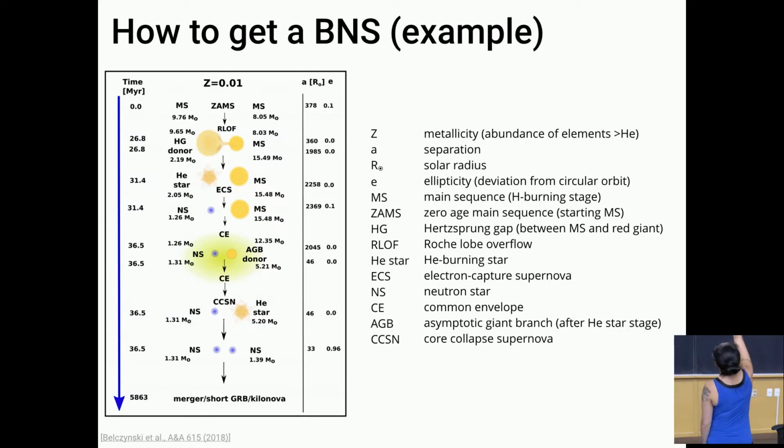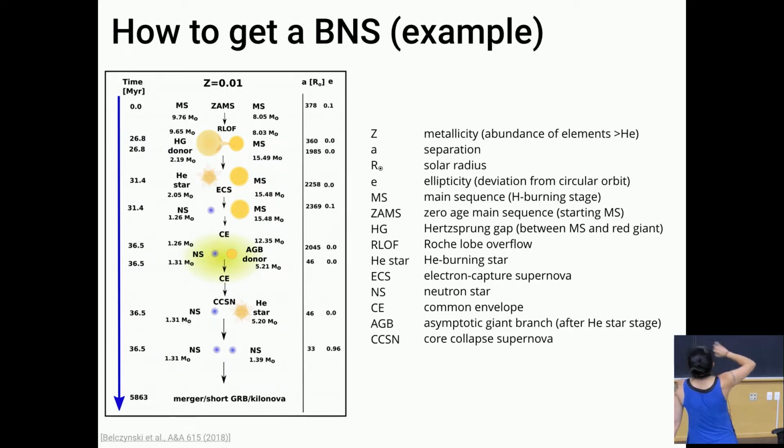So, all right, acronyms over here, letters. Z, metallicity. A, separation. R, the sun is just the solar radius. This is the way we normalize how far apart things are. E is the ellipticity, the deviation from circular orbits. Circular orbits will just evolve differently from elliptical orbits. MS is the main sequence. So that's the hydrogen burning stage. That's the stable stage, the first 80 or 90% of its life.